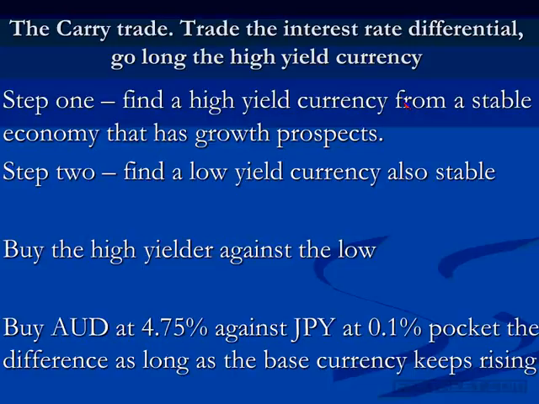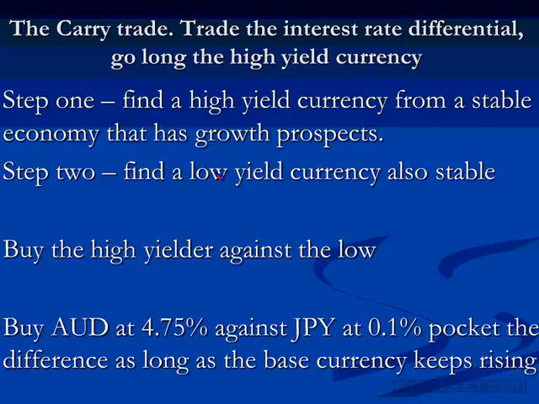Step one then, find a high yield currency from a stable economy that has also got growth prospects. Now that is all important, because as with any trade, you want to get in early. The earlier that you can get in as an economy starts to recover, then you've got the maximum upside. If you get in after the economy has been bubbling and rising for probably years, then the risk goes up that you might be buying in near the top of the economy that could be going down. So it's got to have growth prospects. Step 2, you find a low yield currency which is also stable.